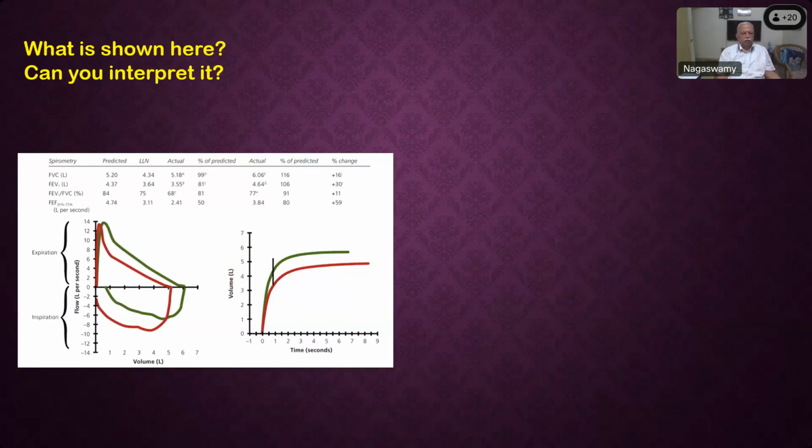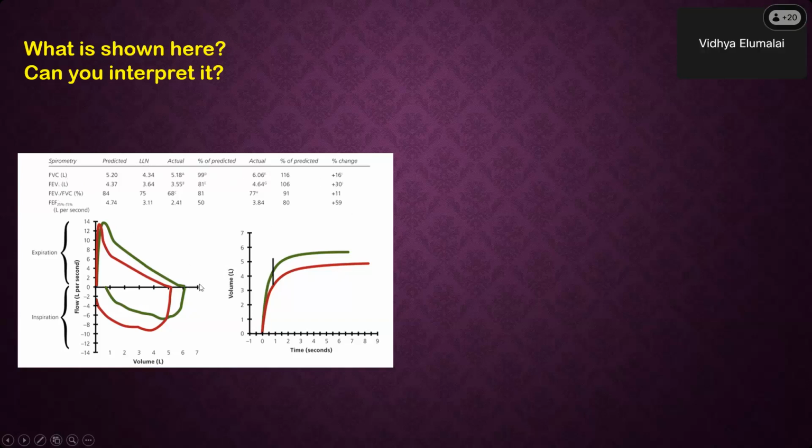You read what are all the values that are given here. You see these spirometry volumes given: FVC in liters, FEV1 in liters, FEV1/FVC, and predicted, lower limit of normal, actual, predicted. So what is this totally? It is less than predicted. No, what is shown here? It is not a spirometer.